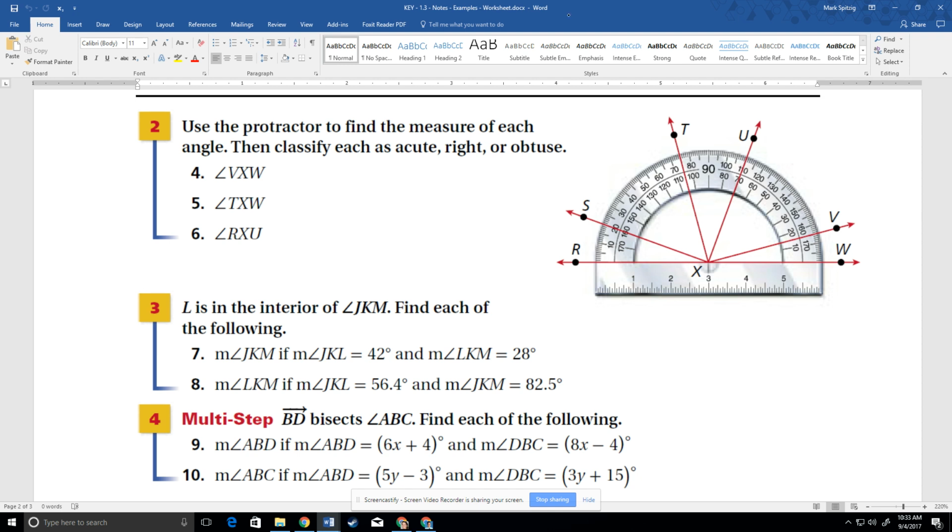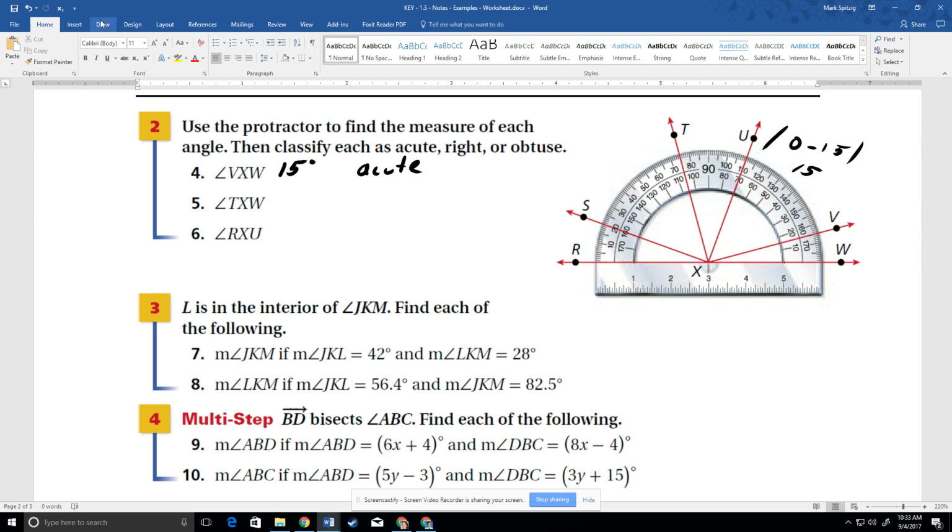Okay, so use a protractor to find each angle, then classify them as acute, right, or obtuse. So we've got to find the measure of VXW. Reading 0 and 15, we can just do 0 minus 15. Again, I'll do one of these out. The absolute value gives me just 15. So this is 15 degrees, which makes it acute because it's between 0 and 90.